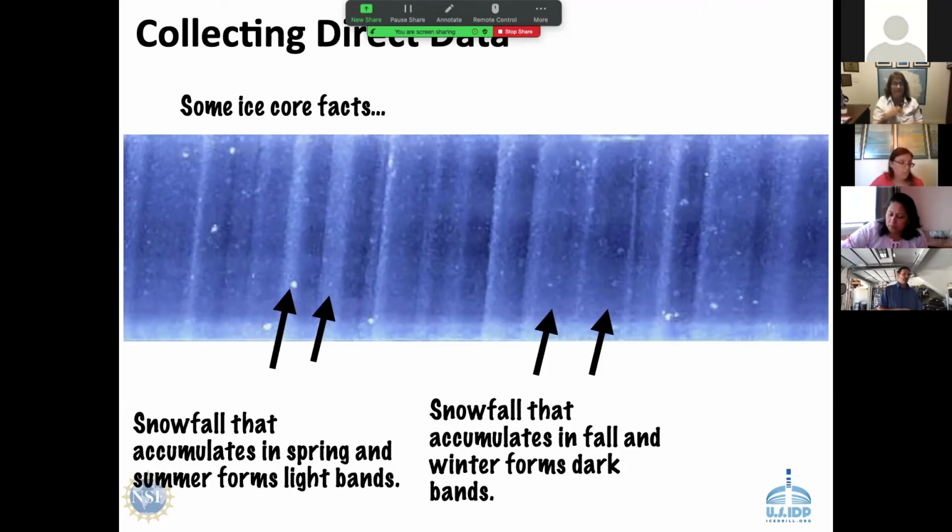So if you know that, then you can start to make direct measurements as to the age of the ice or how many years of climate data you're actually looking at. So if I count, any way you want to do it is up to you, but one light band and one dark band together, that is 1 year of climate record in the ice core.